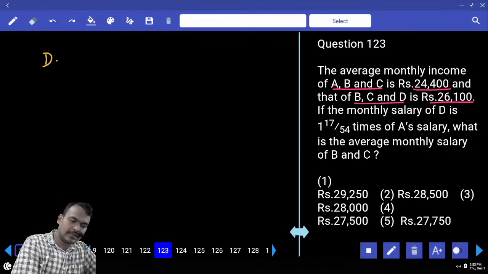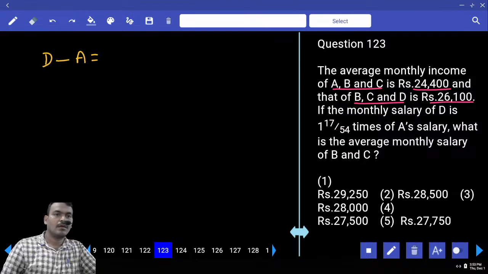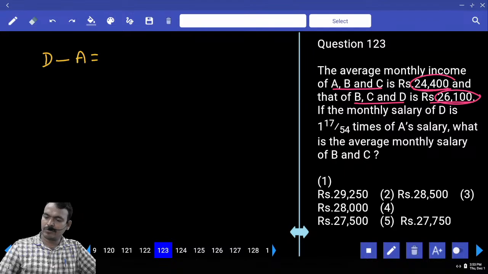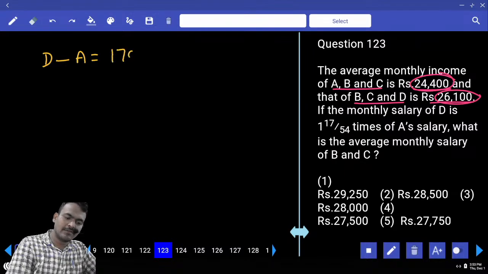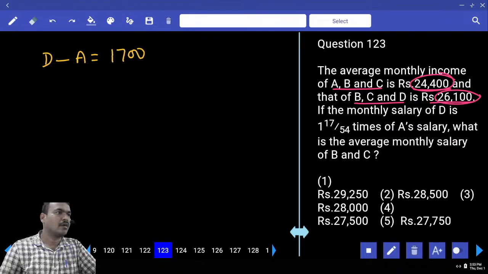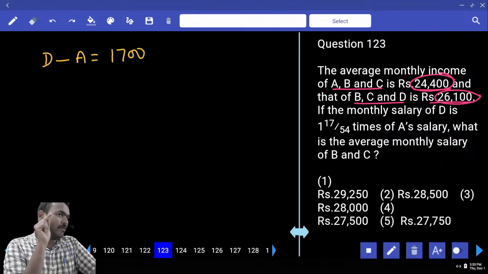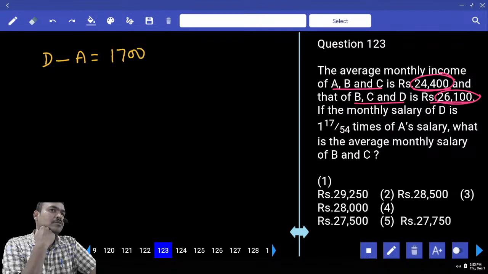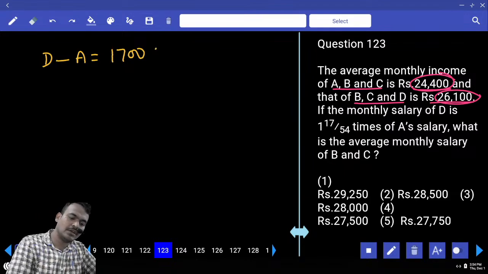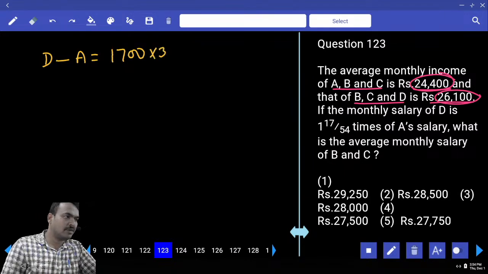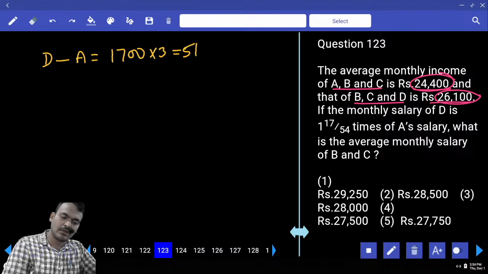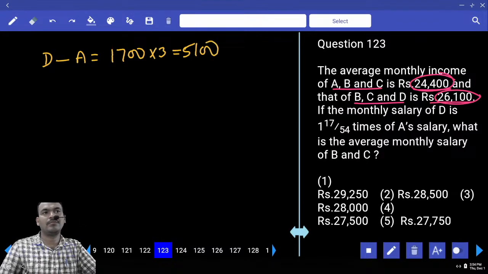D minus A or not? D minus A. What is the difference between 26,100 and 24,400? 1,700, or not? That 1,700 is the average of 3 persons, or not? Those are given average values? Average. What is the average difference? 1,700. What is the sum difference? 1,700 into 3. How much? 5,100, or not? That is D minus A or D plus A? D minus A. What is the next one?